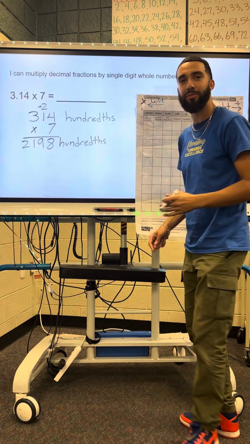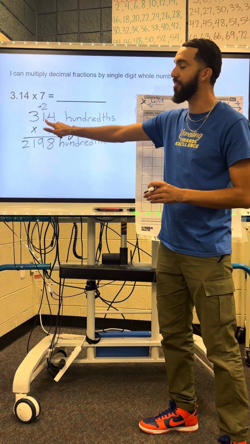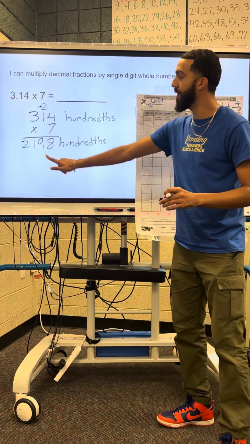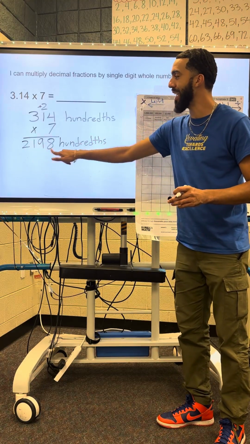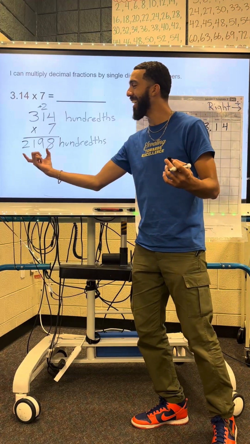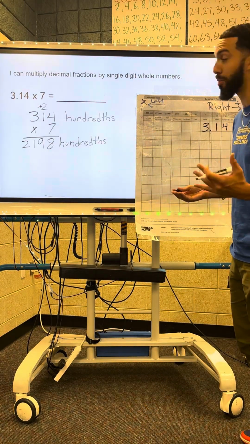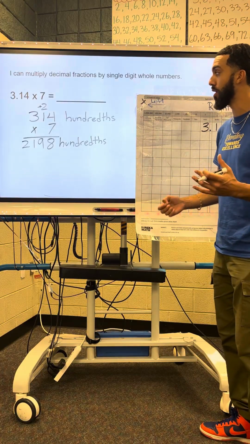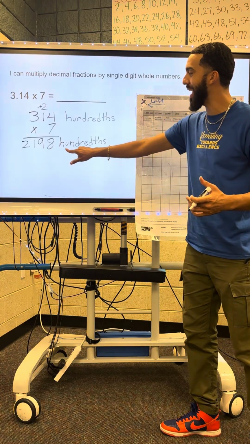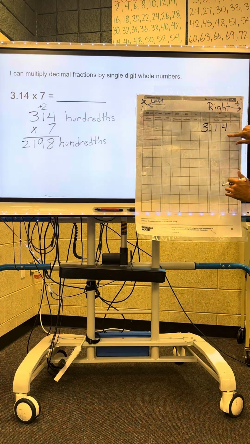And I'm doing this because I really want my students to be so good at renaming these numbers. So this is 2,198 hundredths. And now all I have to do is take this and put it back on my place value chart so I know what that number looks like in standard form. I know this 8 is going to end in the hundredths place. So I find the hundredths place and I go ahead and put my answer down.